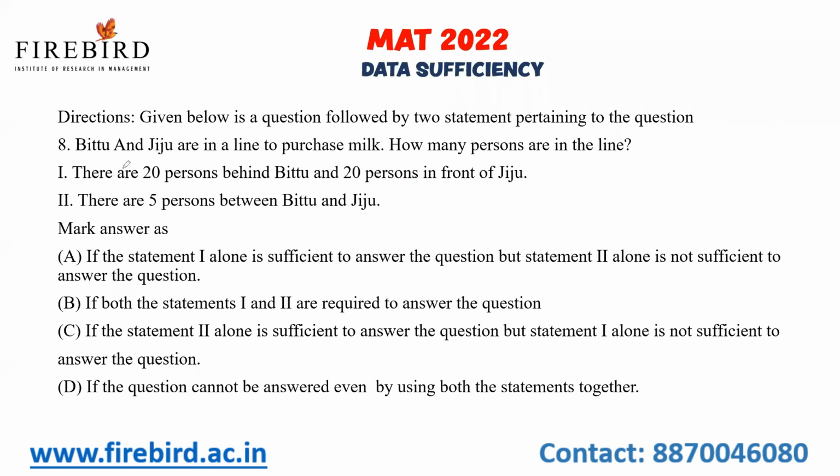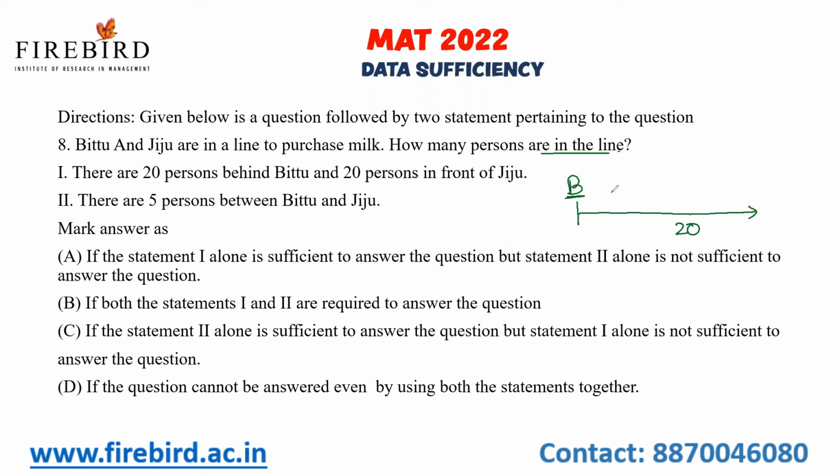Now, Bittu and Jiju are in a line to purchase milk. How many persons are there in the line? There are 20 persons behind Bittu. See, behind Bittu. Let us take Bittu is here, and after Bittu, there are 20 persons.